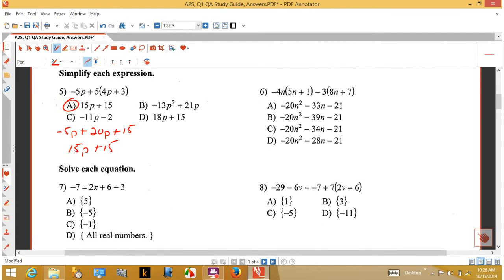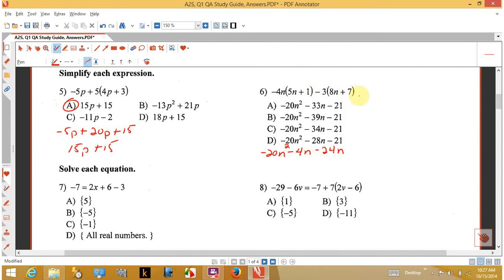On the next one, I'm going to have a negative 4 times 5n, that's a negative 20n. A negative 4 will also multiply by 1, that would be a negative 4n. Oops, this negative 4n times 5n, the n's multiply, that's squared. Now over here we have a negative 3 times 8, that's a negative 24n.